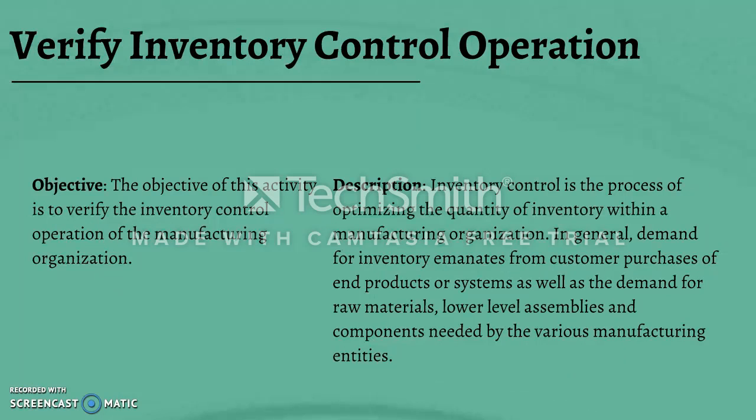Verify inventory control operation. The objective of this activity is to verify the inventory control operation of the manufacturing organization. Inventory control is the process of optimizing the quantity of inventory within a manufacturing organization. In general, demands for inventory emanate from customer purchases of end products or systems, as well as the demand for raw materials, lower-level assemblies, and components needed by various manufacturing.